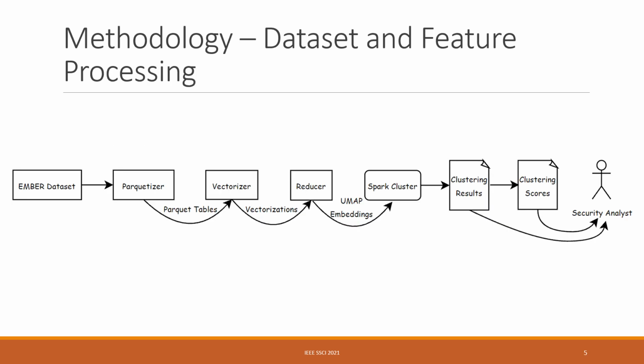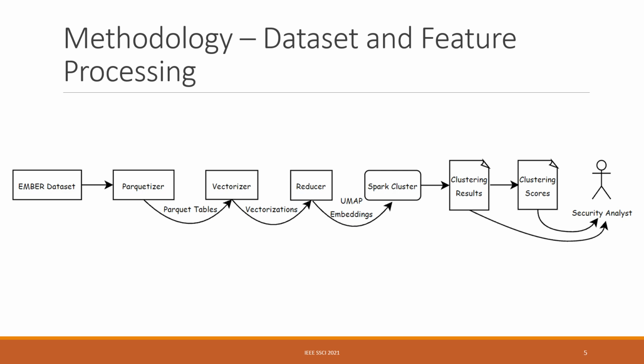This image provides a step-by-step analysis of how Cougar works. So first, function imports are taken from the Ember dataset and are stashed into an Apache Parquet table. These are then vectorized into bit vectors, where each bit represents the presence of a function in a malware sample. These are then handed to the reducer, which utilizes the UMAP algorithm to reduce data to 2 dimensions. And these are then passed to the Spark cluster.